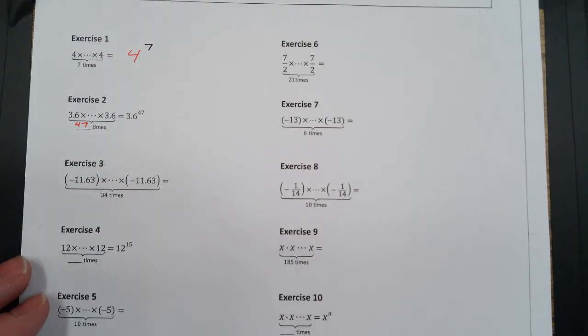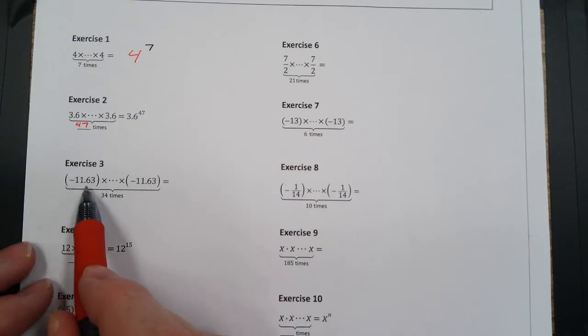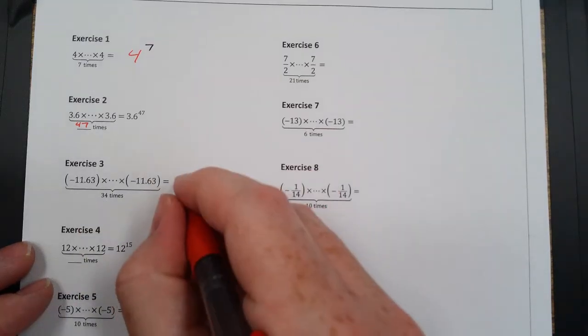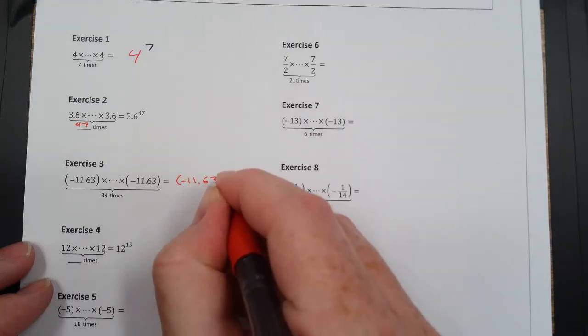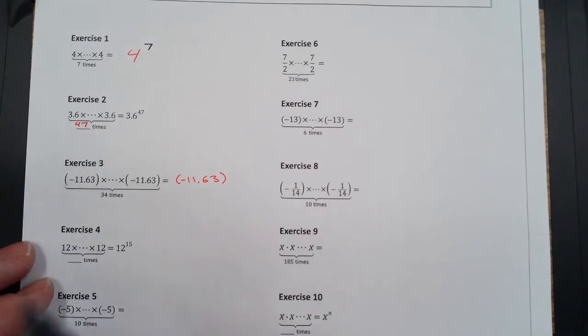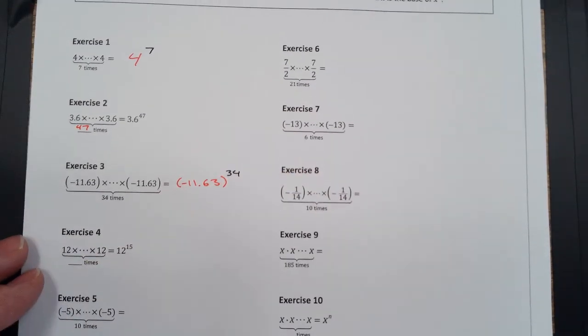Exercise 3. Oh, a negative. Okay, we can do this. The number being multiplied is negative 11 63/100. Make sure you keep the parentheses. That is your base. Remember the parentheses. It makes a difference. How many times? Well, we look down here at our brackets. To the 34th power.